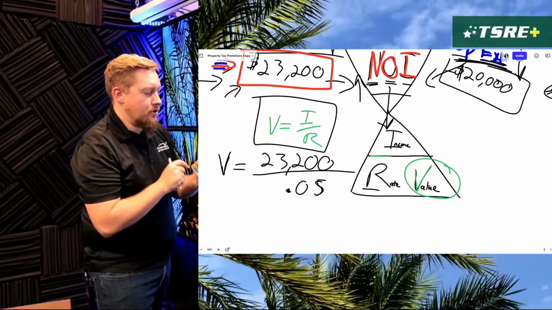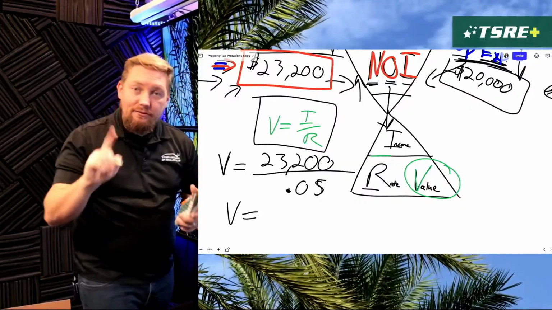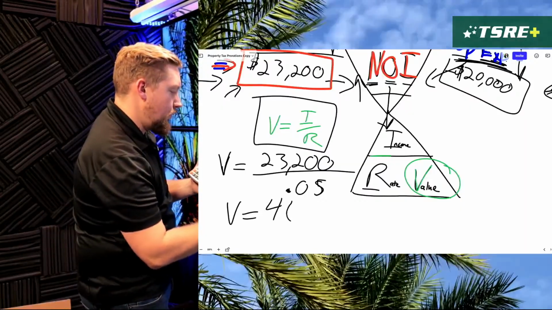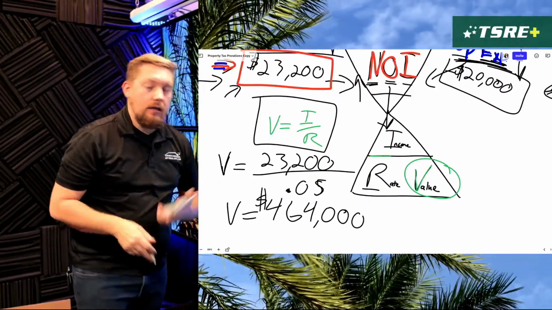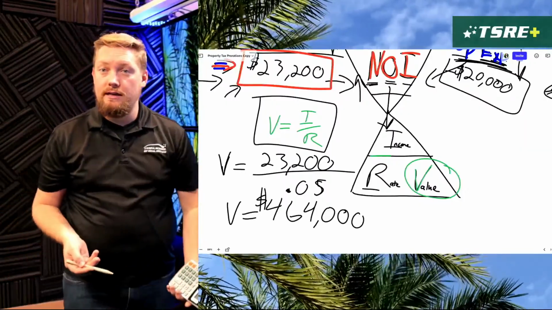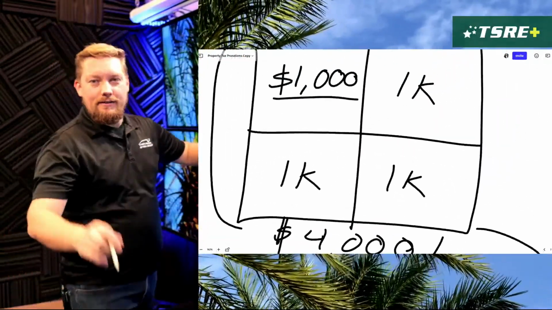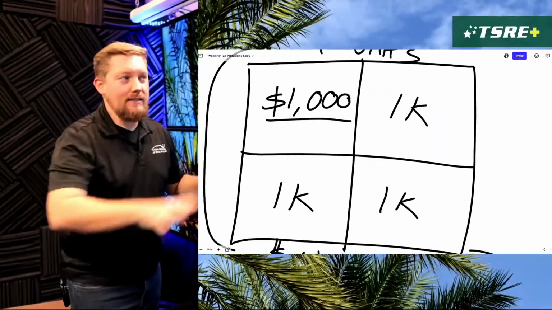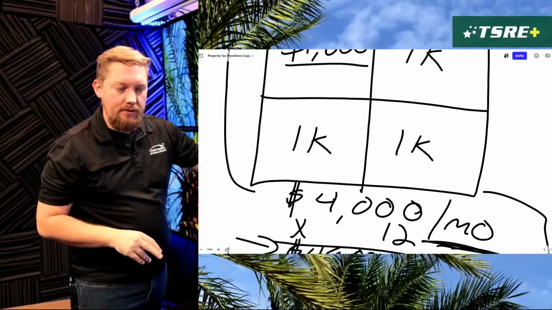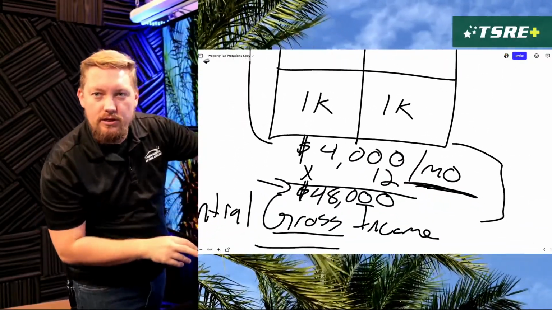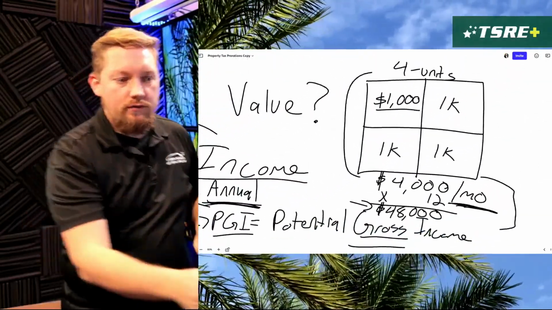And so 23,200 divided by 5%, that would mean the value of this property at a 5% cap rate would be $464,000. And that would be based on the 4 units that are generating. Let's go through it visually of everything we just did here. So if we had 4 units that rented for $1,000 each, that would be $4,000 a month, 12 months in the year. That's $48,000. So $48,000, that's our potential for this investment property.